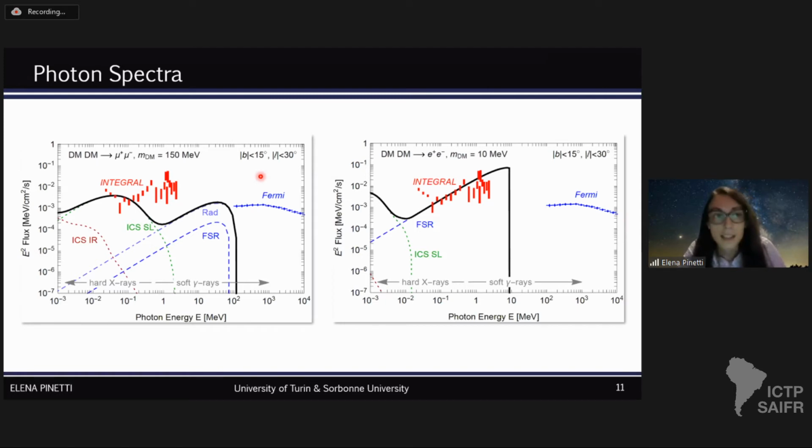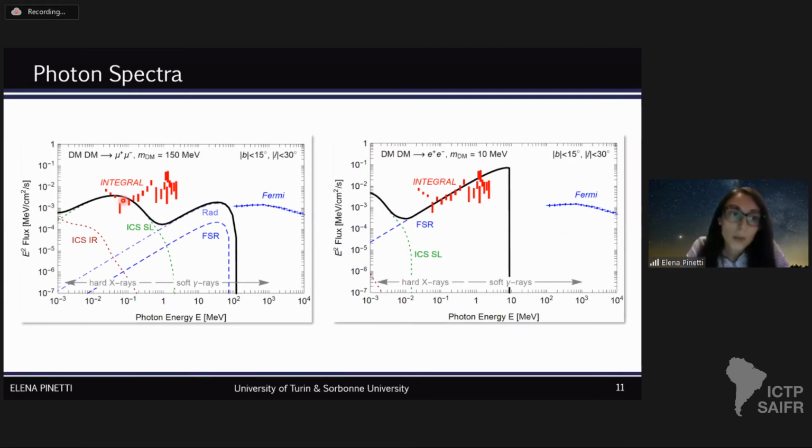In this slide, I show you the photon spectra, so the energy flux as a function of the final photon energy, for two different cases, in order to point out how the three different components, final state radiation, radiative decay, and inverse Compton scattering, contribute to the total X-ray flux.